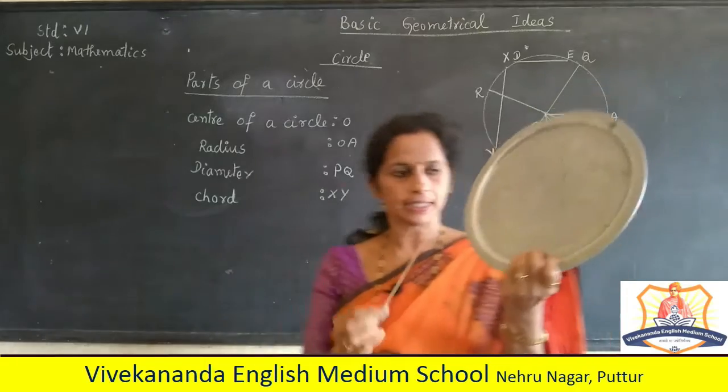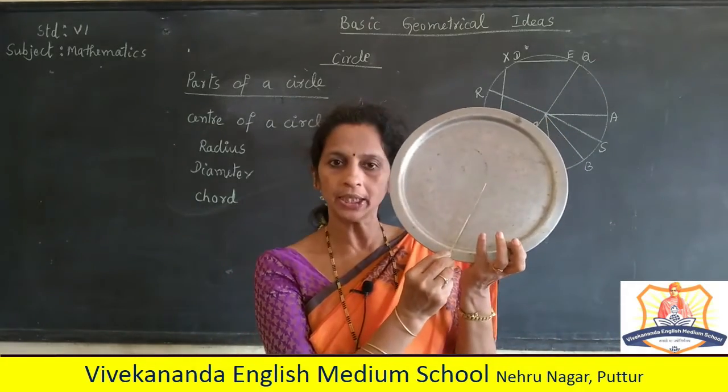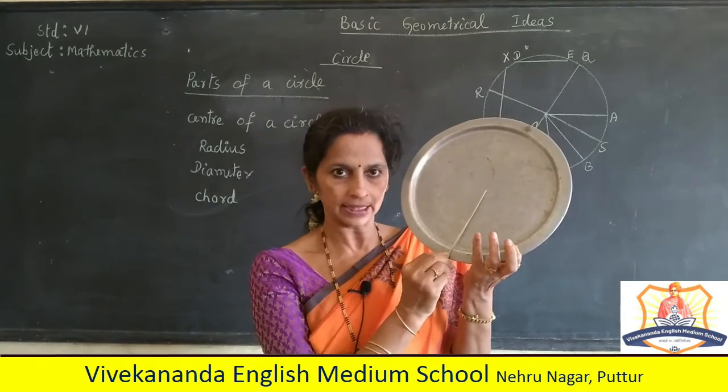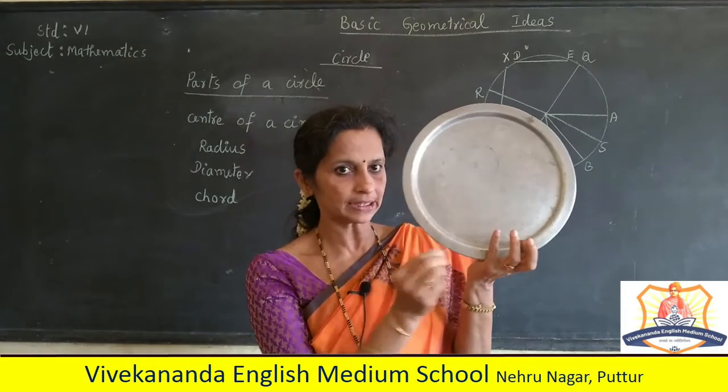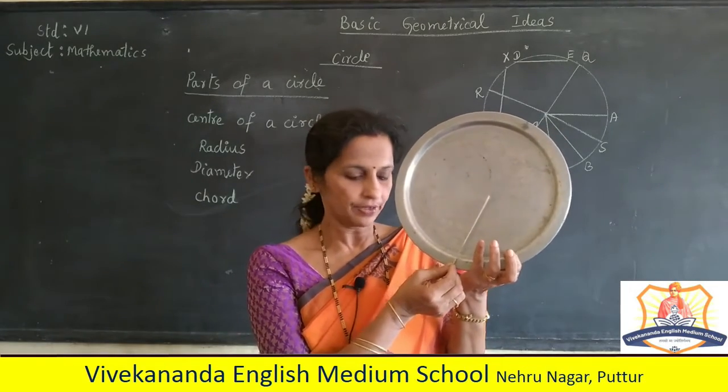Now in this plate, if I join one line from the center to the end of this circle, what does it become? What does the stick represent here? It is a radius. Very good.